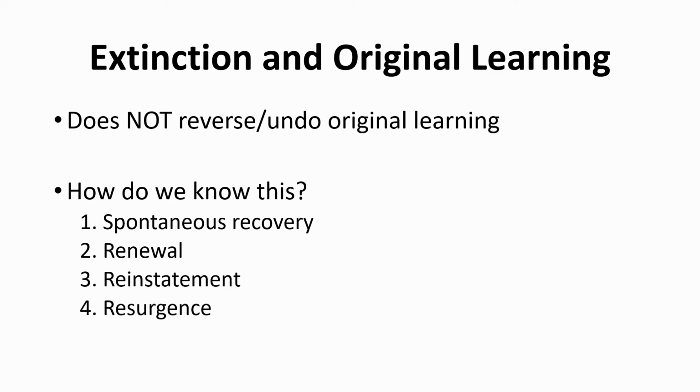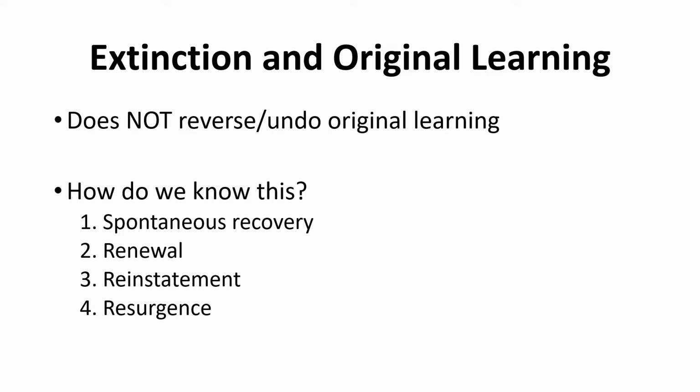So we've made this statement multiple times now that extinction does not reverse or undo original learning. It isn't the opposite or unraveling of our associations. In fact, we are learning something new. But how do we know this?